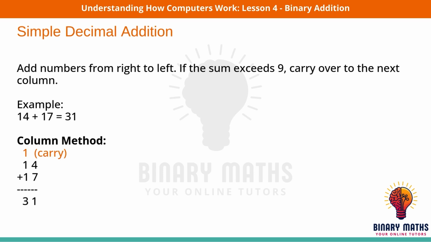Let's review how to add decimal numbers then. We add numbers from right to left. If the sum exceeds 9, so it goes beyond 9, we carry over to the next column. For example, let's add 14 and 17.